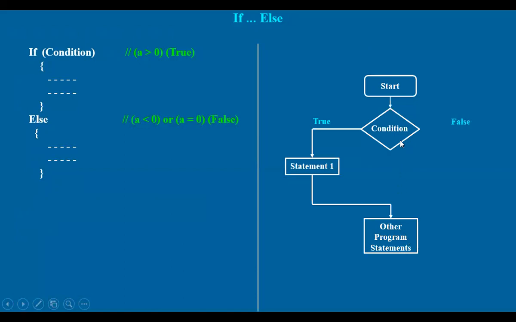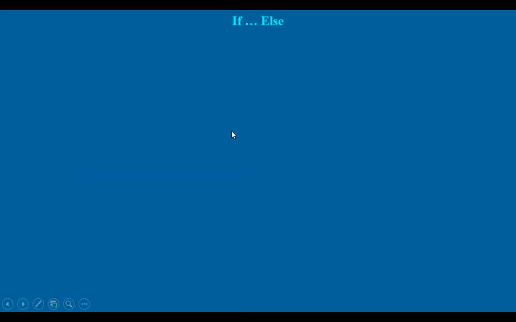Suppose if it is false, what happens? In this case, even if it is less than 0 or equal to 0, this statement is false. So when it is false, what happens? It comes to another loop and executes some other set of statements. Once it comes to this process, the other program statements will be executed if there are any. Otherwise, it ends the program. That's all. So let us see with an example.